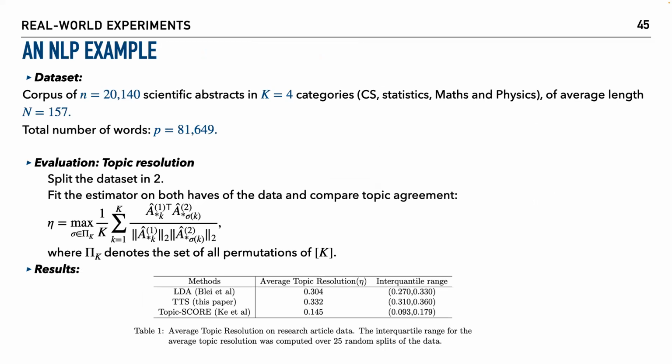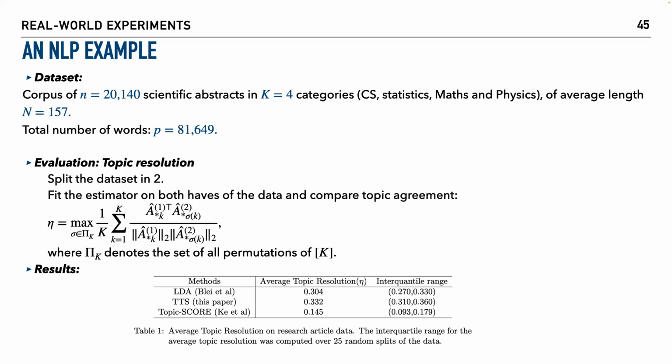The way we're going to try to see how well we've recovered the topics is by measuring topic resolution, because that's a measure we introduced. The idea here is the following. You take your data set, you split it in half, you estimate the topics on both halves of the data sets, and then you try to essentially see how well you've estimated them, right?